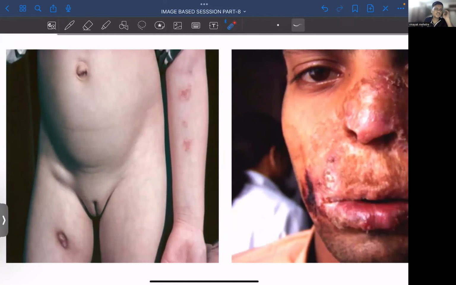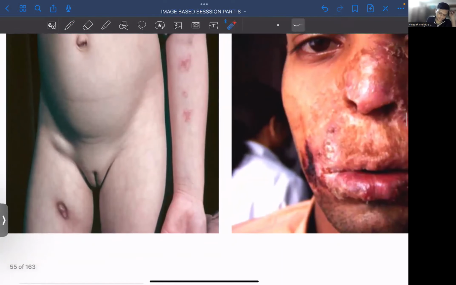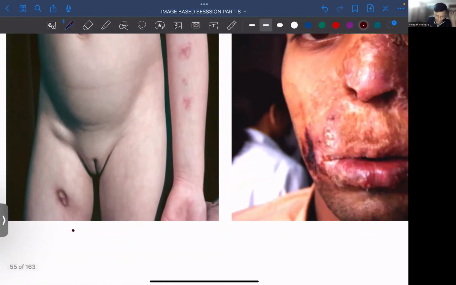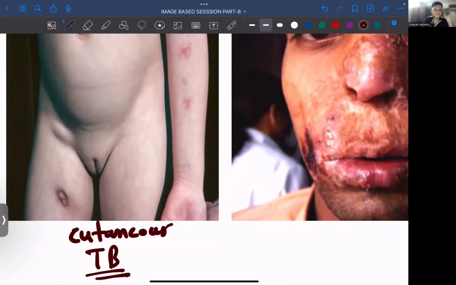Will be called as cutaneous TB. This is called as cutaneous TB. TB is a chronic disease, right? It takes time to develop. Acutely कुछ नहीं होगा इसके अंदर, right? It takes time.